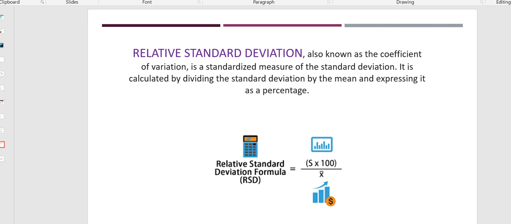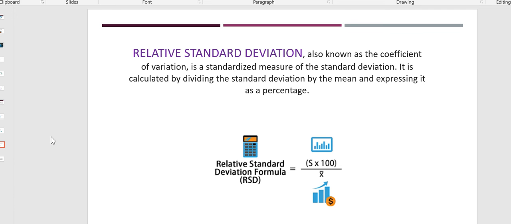Here you can see the definition of RSD, that it is calculated by dividing the standard deviation by the mean. You have to divide standard deviation by mean and then express it as a percentage. So what is meant by percentage here? That you need to multiply your answer by 100. In this way you can calculate RSD. RSD is basically termed in percentage. So for getting a percentage, you need to multiply this answer of standard deviation by mean with 100, so that you can get the value of RSD in percentage.